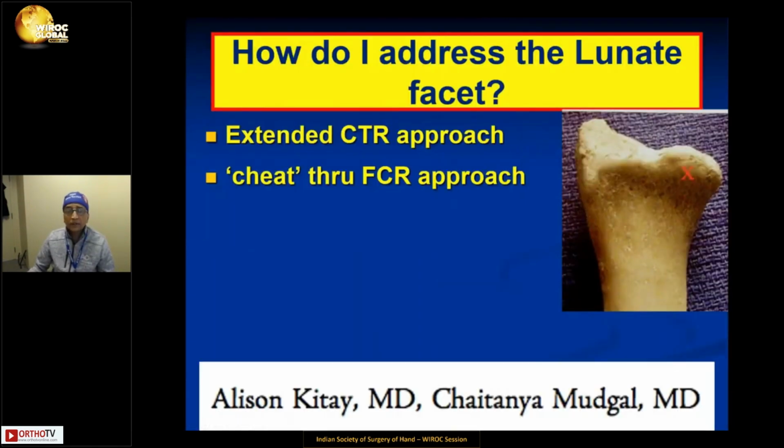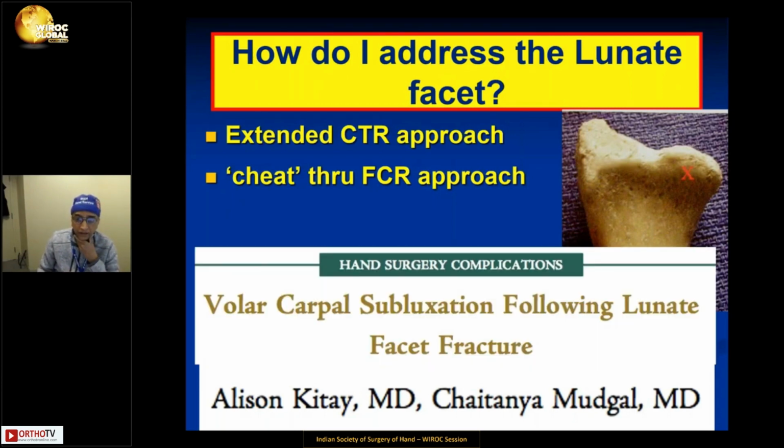Finally, we have to also look at the lunate facet. How do I approach the lunate facet? I usually use the extended carpal tunnel release approach. And you have to remember that if you put a bump behind the hand, it relaxes all your flexors and the median nerve, so you don't have to crank on them too much to get the approach. And we published this again in this paper, which gives you all the techniques to approach the lunate facet.